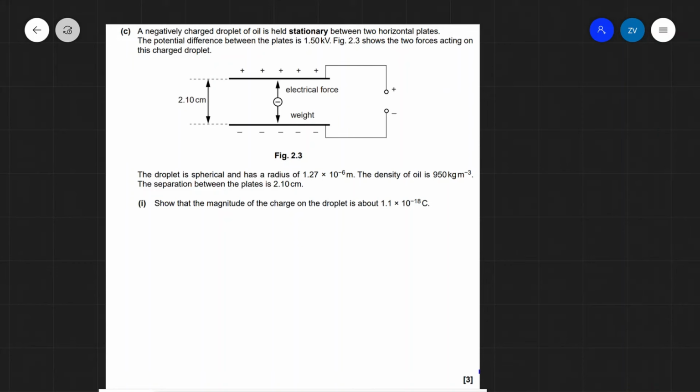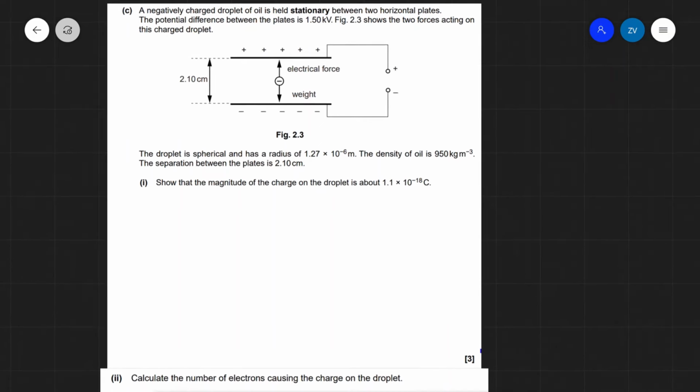Okay guys, part C, we have a negatively charged droplet of oil held stationary between two horizontal plates. There are two forces in balance here. One is the electrical force, the other one is the weight. We're given that the droplet is spherical and has a radius of 1.27 times 10 to the power of minus 6, and we're given also the density of the oil. Show that the magnitude of the charge on the droplet is about 1.1 times 10 to the power of minus 18. So the basic idea here is that the weight, which is m times g, is equal to the electrical force.